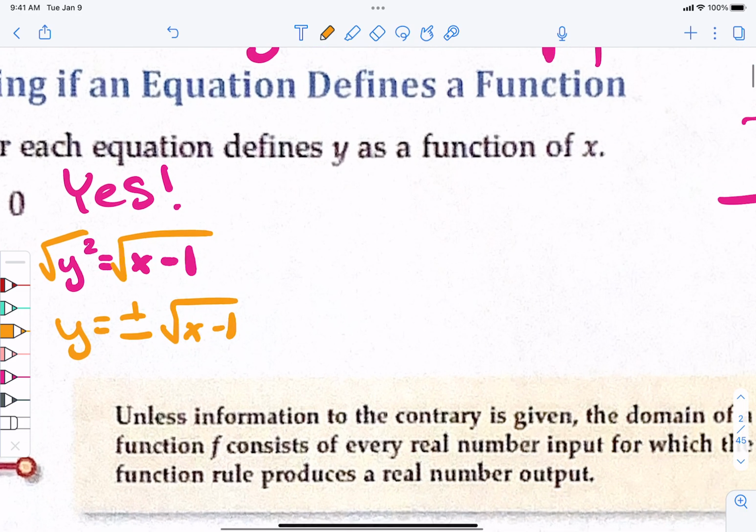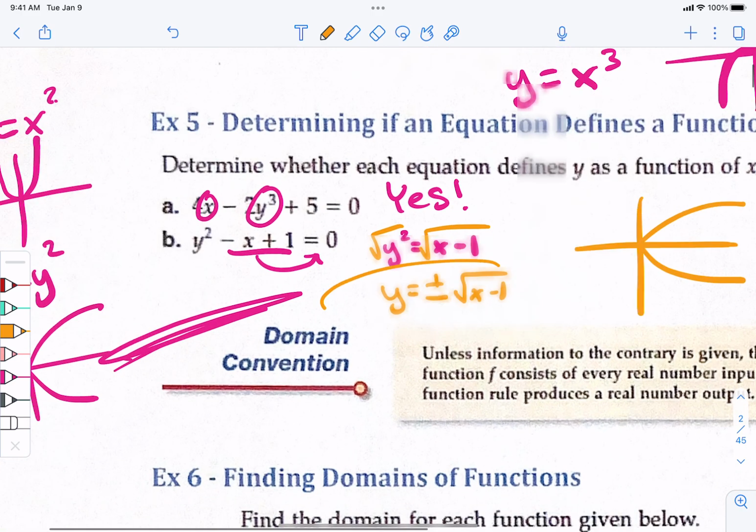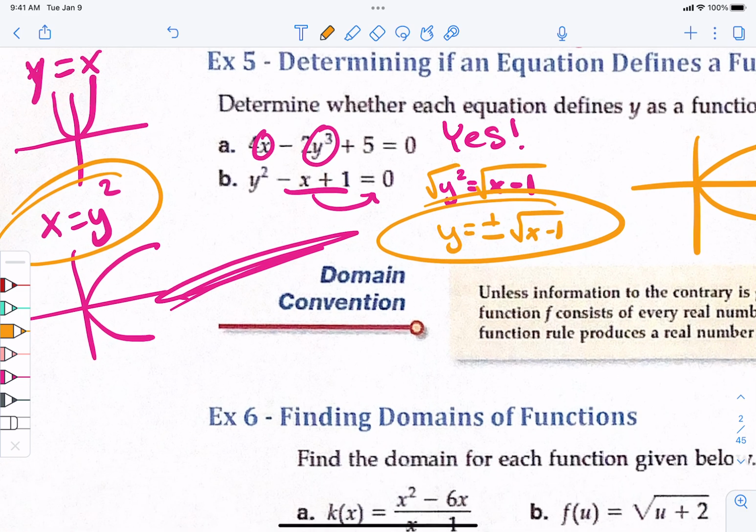Do you know what a square root looks like? It starts like this, right? Do you know what a negative square root looks like? The other way. So this is the same thing as x equals y squared, right? The minus 1 is going to move it. That's the reason why it ends up being a sideways parabola, because it's actually a plus and minus square root.